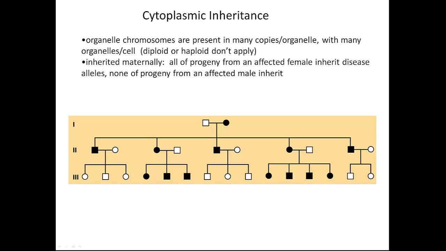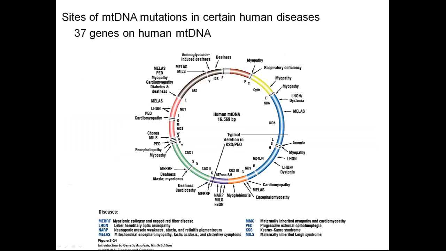I just want to make the point that organelle chromosomes are present in many copies per cell. So we really don't have this diploid versus haploid. We don't have heterozygous versus homozygous, that kind of thing. There's lots of copies, and at a certain threshold, if you do not have enough good copies of a gene, you're going to show this mutant phenotype. In humans, there are 37 genes on the mitochondrial chromosome, and here's a list of a number of disorders that are known to be inherited due to mutations on the mitochondrial chromosome.